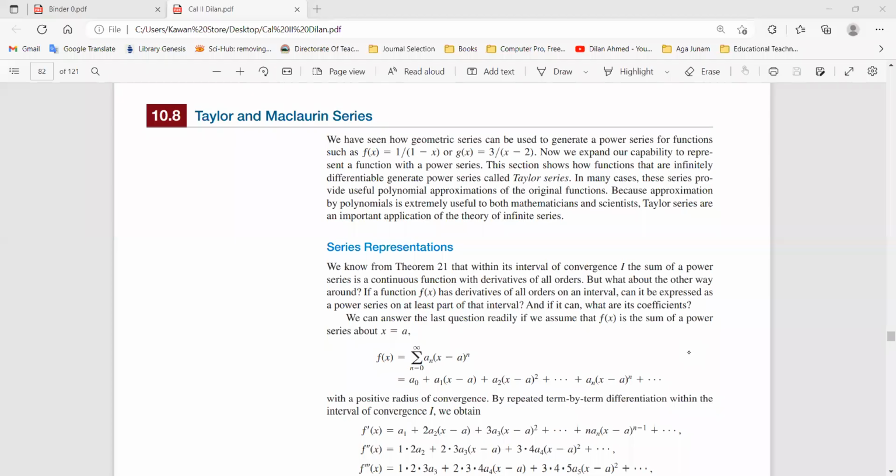Hello again. The last section in chapter 10 is 10.8. It's application of power series. And we said before that it's useful for finding the solution or an approximate solution; you can use one of them.